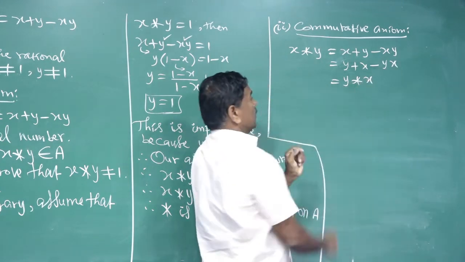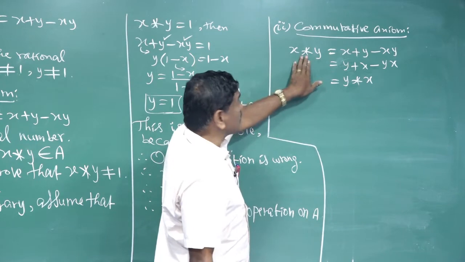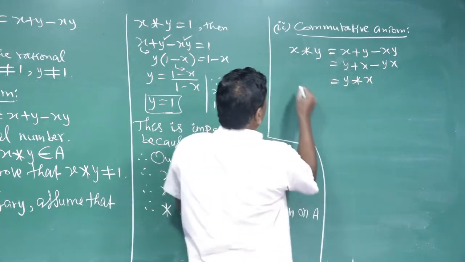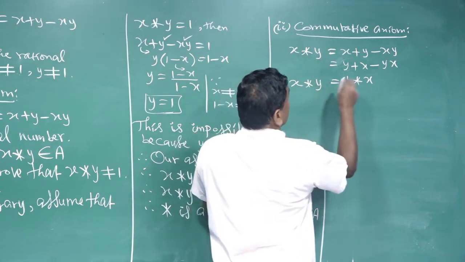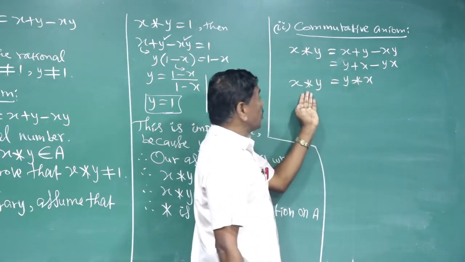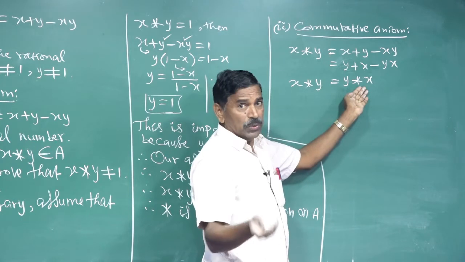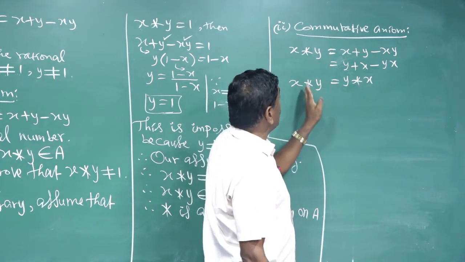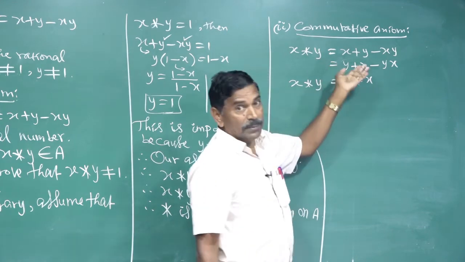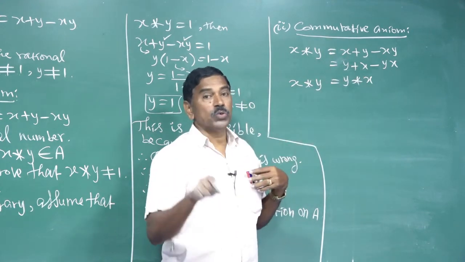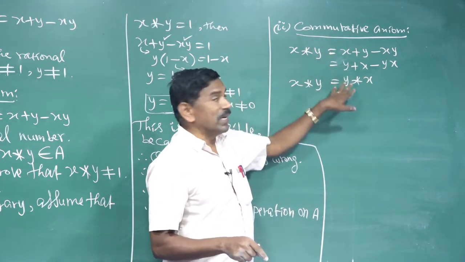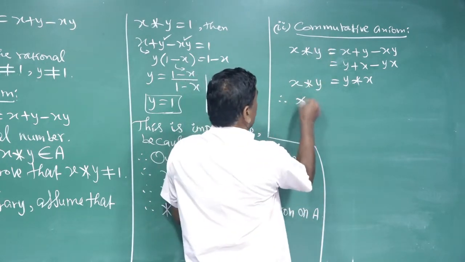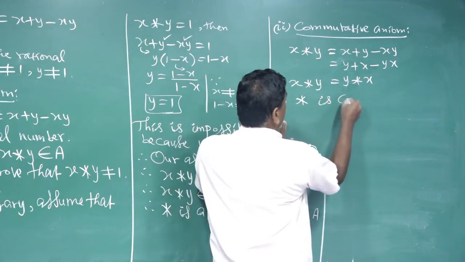So, y star x. Initially we took x star y, and finally we proved y star x. Therefore, x star y is equal to y star x. A star B equals B star A, commutative. Therefore, star is commutative on A, or the commutative axiom is true.